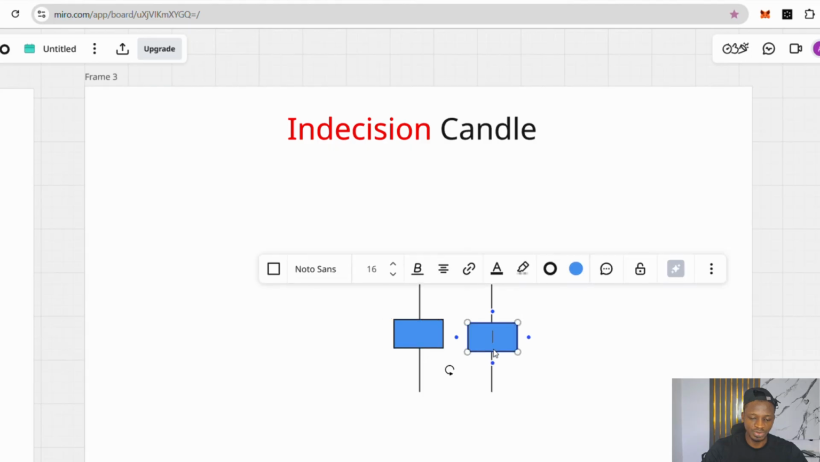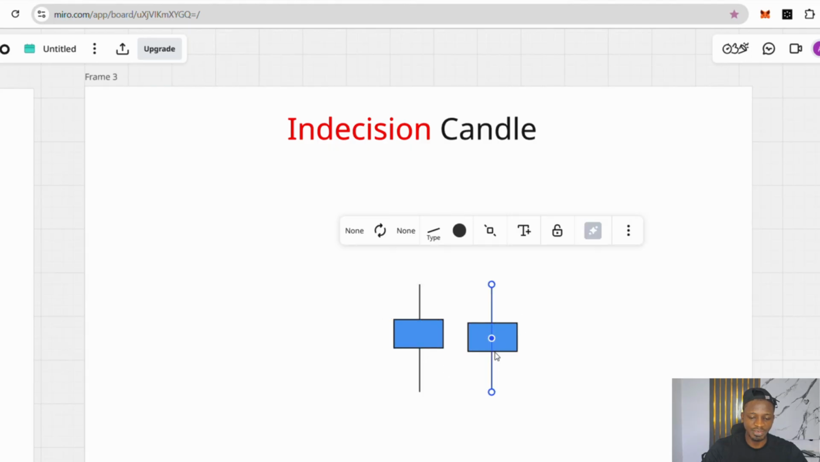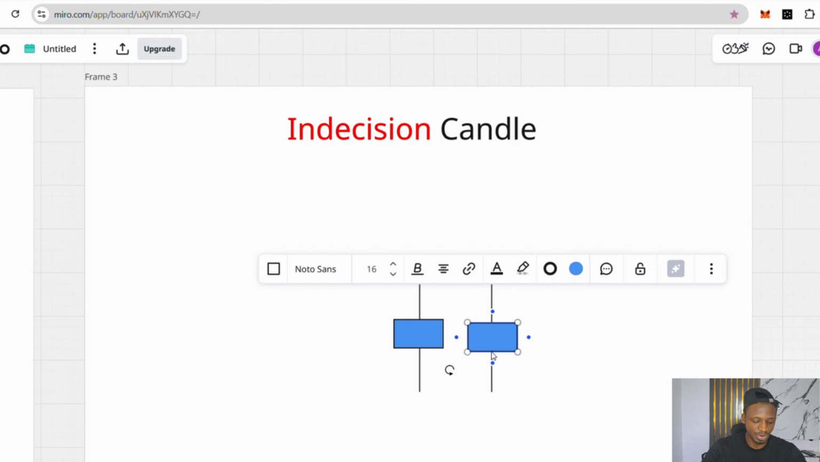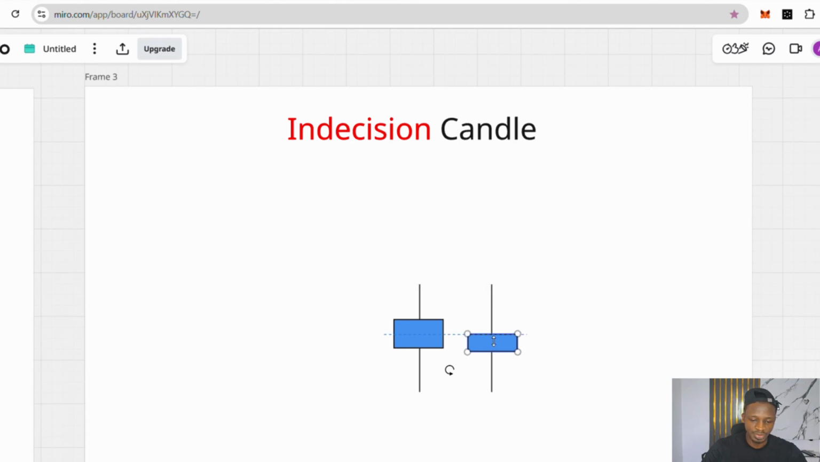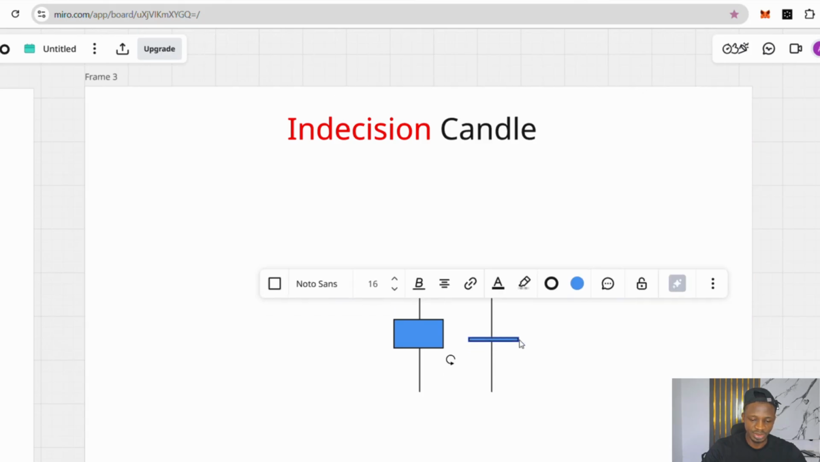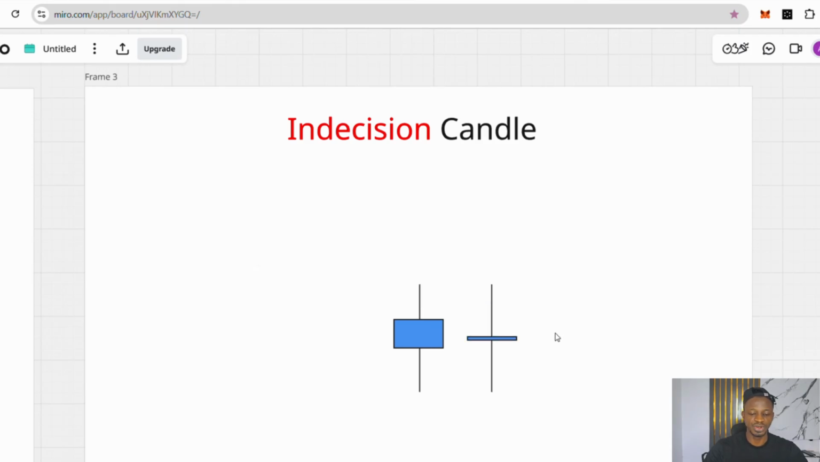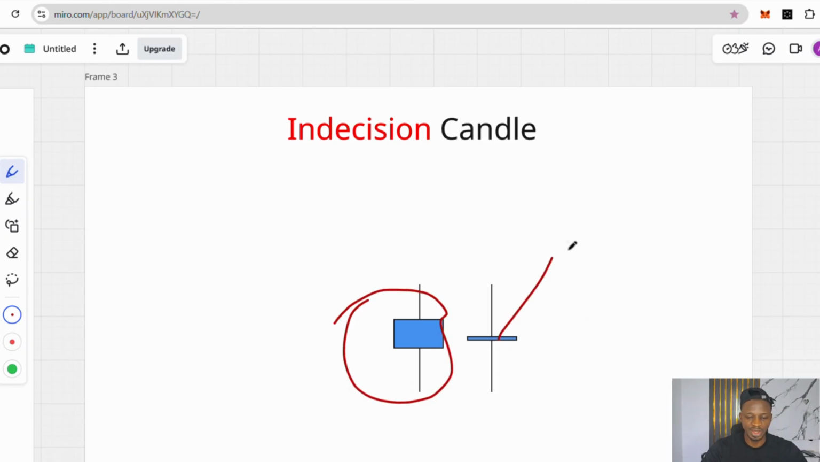There are some of these indecision candles that don't have a body at all. They just look like this. Some people call it a gravestone or dodgy candle. Some people refer to this one as a spinning top. Why do some people call this one dodgy? You understand? Dodgy, or some people call it gravestone. They are all saying the same thing.